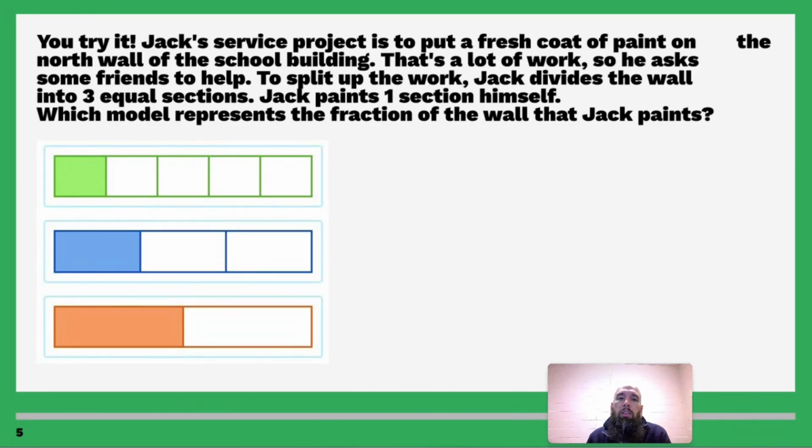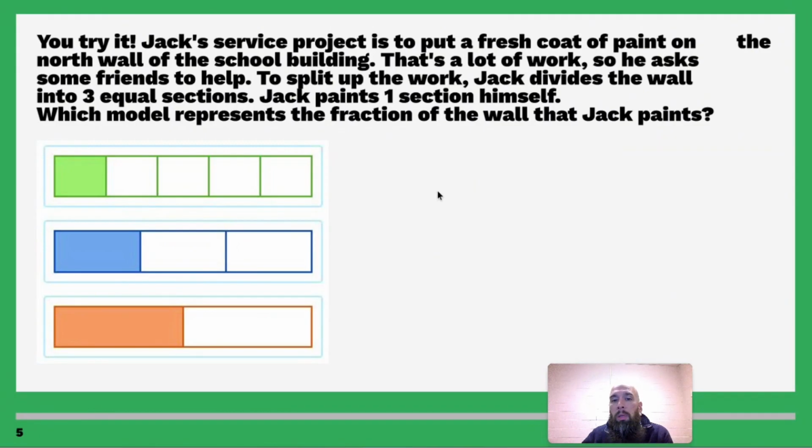All right, Jack's service project is to put a fresh coat of paint on the north wall of the school building. Well, it looks like Jack got into trouble. That's a lot of work. So he asks some friends to help. To split up the work, Jack divides the wall into 3 equal sections. Jack paints one section himself. Which model represents the fraction of the wall that Jack paints?